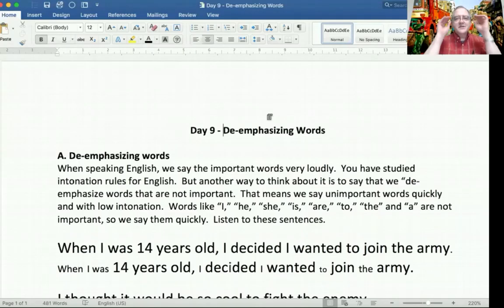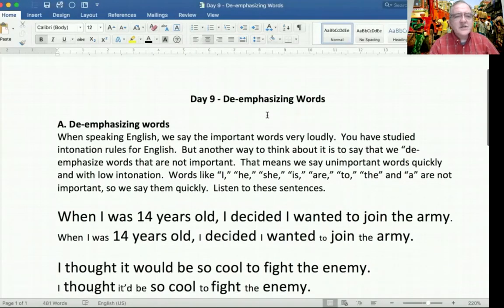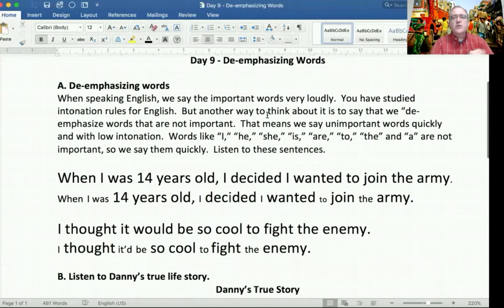Okay, now I'm going to teach you something about de-emphasizing words. And this has to do with the intonation. Let me read this to you. When speaking English, we say the important words very loudly. You've studied intonation rules for English, but another way to think about it is to say that we de-emphasize words that are not important. That means we say unimportant words quickly and with low intonation. Words like I, he, she, is, are, to, the, and a are not important, so we say them quickly. Listen to these sentences.